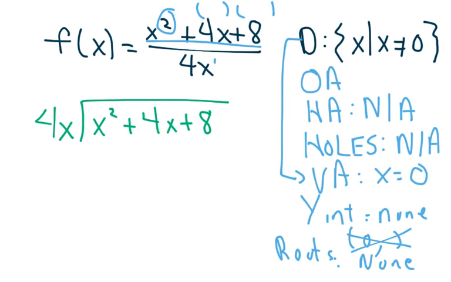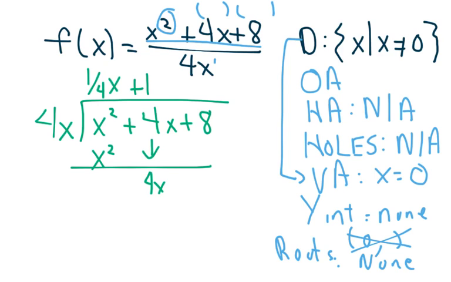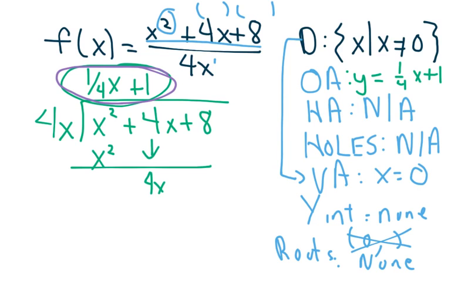And when you do that, what times 4x gives you x squared? You're going to have to say 1/4 x. So 1/4 x times 4x is going to be x squared. And that zeroes out. Bring down the 4x. What times 4x gives you 4x, and that's going to be plus 1. So we do have an oblique asymptote at y equals 1/4 x plus 1. So that's a little different. And some of your versions might have this on your daily work or on your quiz. But everything else was pretty easy.